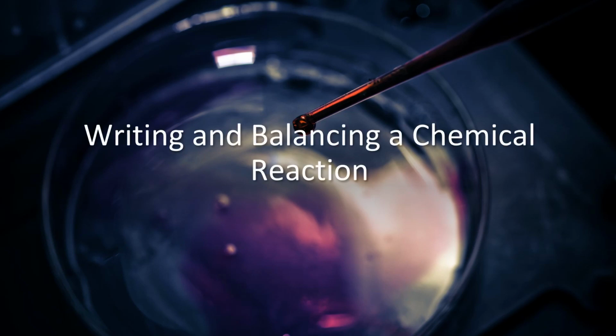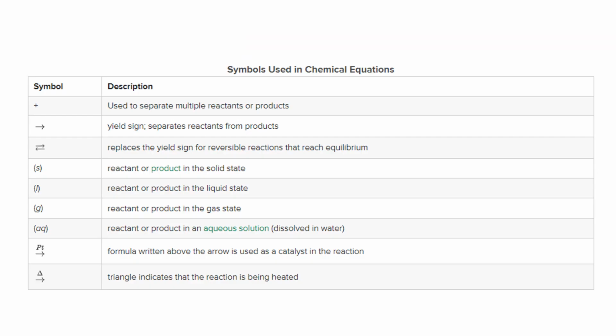This is a lecture for writing and balancing a chemical reaction. So first, here's a list of different symbols you should be familiar with. Some, like, I won't exactly explicitly ask you to write down, but it can help you out.